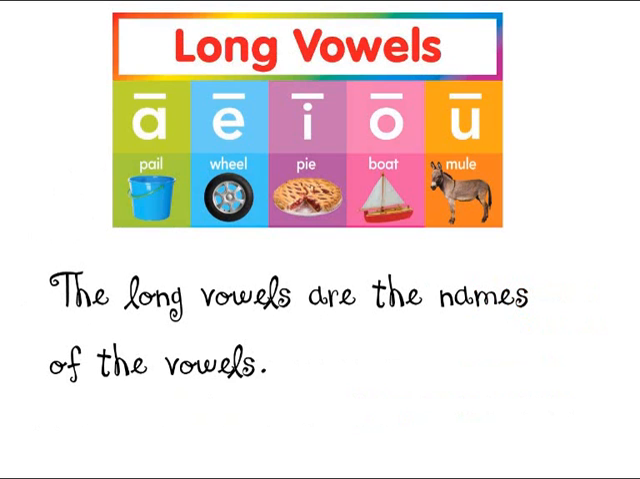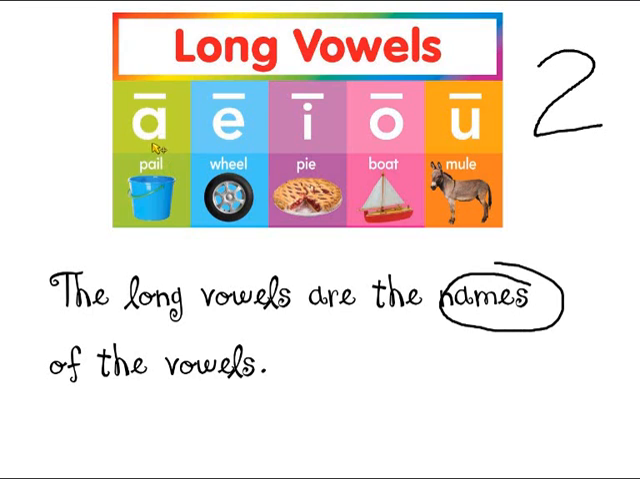What happens with the vowels in English? Tricky thing. The vowels in English have 2 sounds. The first sound is the long sound, also called the long vowel. What are the long vowels? The long vowels are the names of the vowels. So, if you know the names of the vowels, you know the long sound of the vowels.